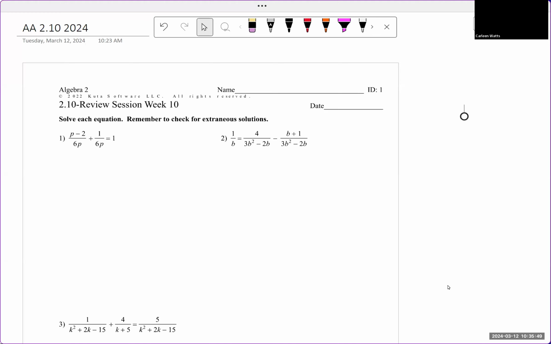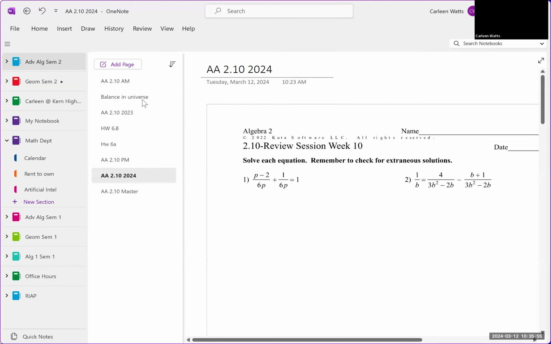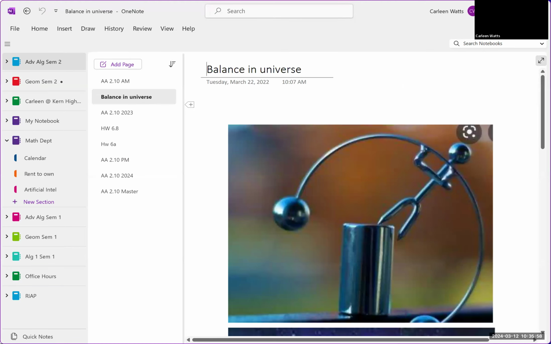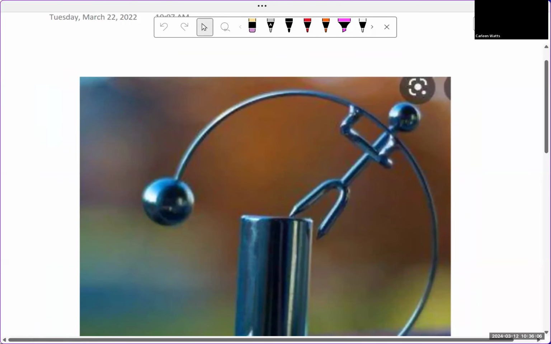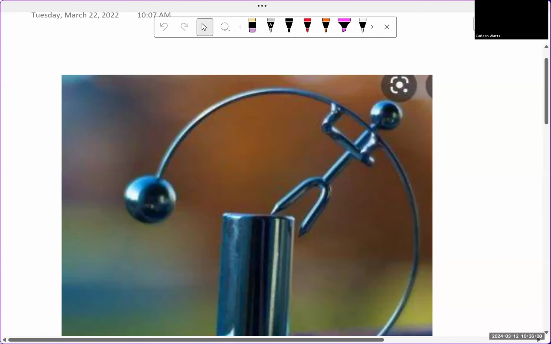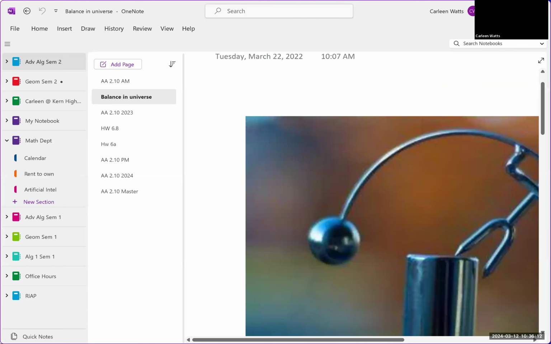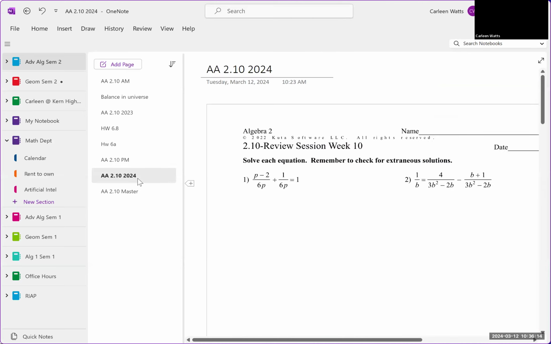All right. Now, I have a little visual. I'm not really into visuals, but a little visual. We are going to cover two topics, expressions and equations. And you need to think about balance, okay? Balance in the universe. So anyway, okay, that's enough visual time.